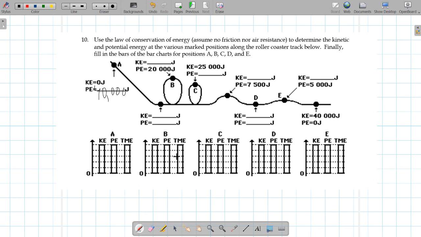What about at the point B here? Well, what is the kinetic energy at that point? It's easy. Remember, potential energy plus kinetic energy has to equal the total energy. And the total energy is 40,000 joules. That means our kinetic energy here must be 20,000 joules. Okay, and so you guys should be able to fill out the rest.